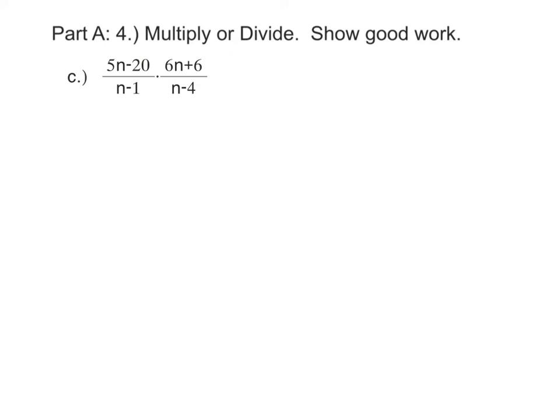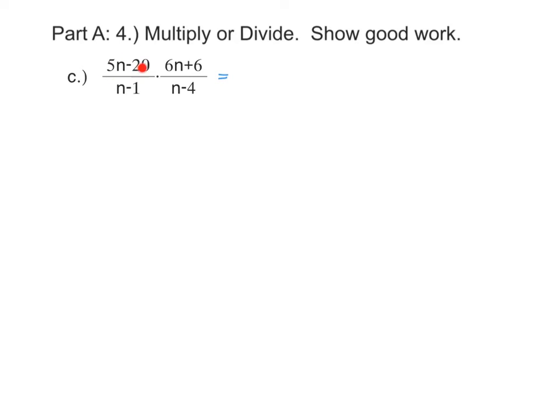You might run into two fractions like 5n minus 20 over n minus 1 and 6n plus 6 over n minus 4, in which nothing looks like it cancels right away. But at the same time, we still have to multiply them together. What you should do is, as you're multiplying the numerators together, break it into its factors.